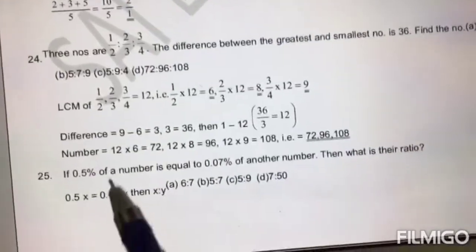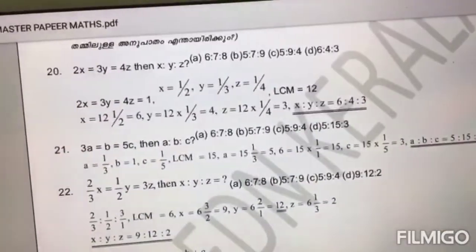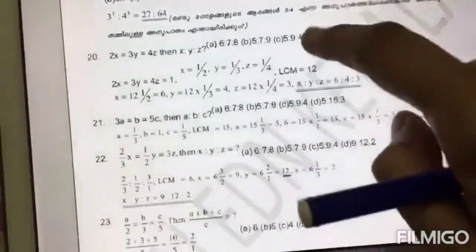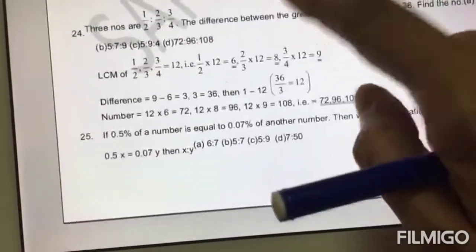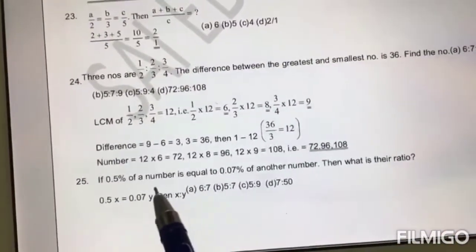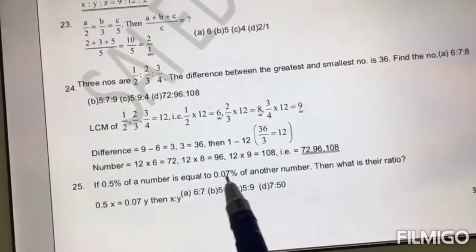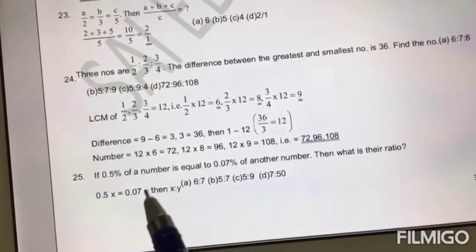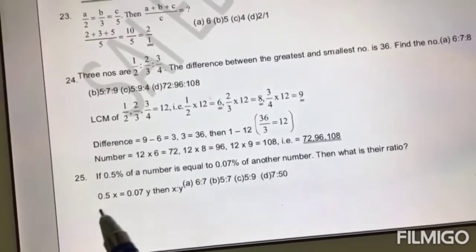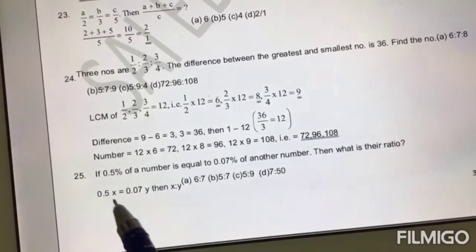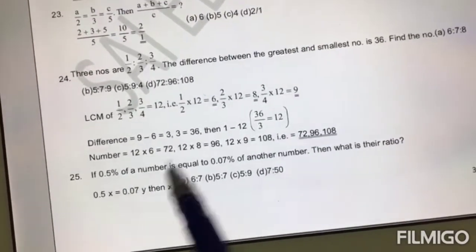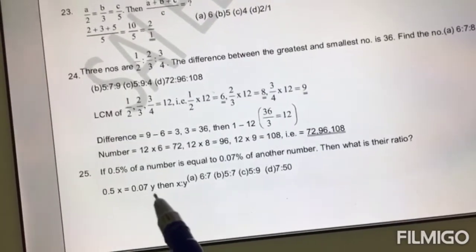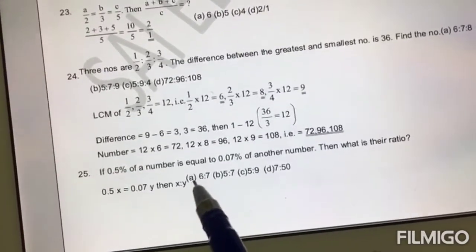Number 25 is very similar to question number 17. Okay, very simple. 0.5% of a number is equal to 0.07% of another number. Then what is the ratio? So let us assume that the first number is x. So 0.5%, okay, they have forgotten percent here, of x is equal to 0.07% of y. Then what is x is to y?